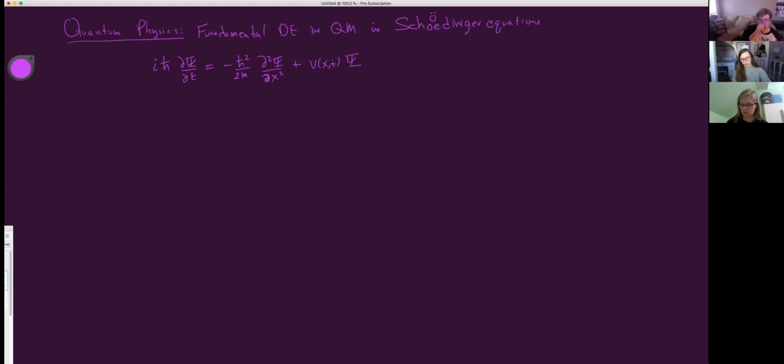It is a differential equation, but it's different from Newton's equations in several ways. One, it has both time derivatives and spatial derivatives. So it has both, whereas Newton's equation only had time derivatives, right? It is a partial differential equation.